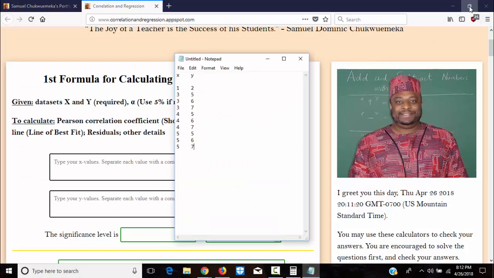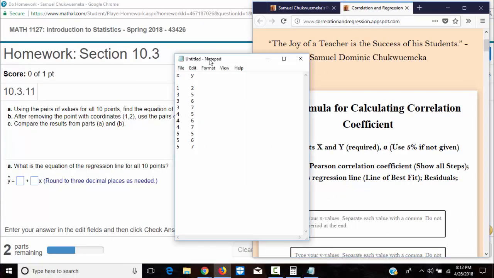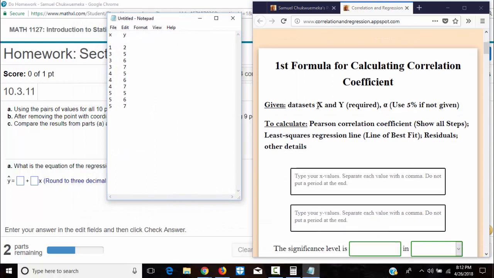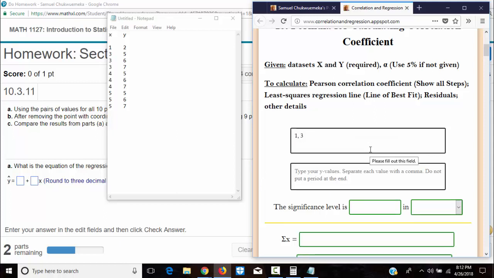So I'm just going to make this be on the same page here. We can put in our x values, separating each value with a comma. Do not put a period at the end. So for the x we have 1, 3, 3, 3, 4, 4, 4, 5, 5, 5.